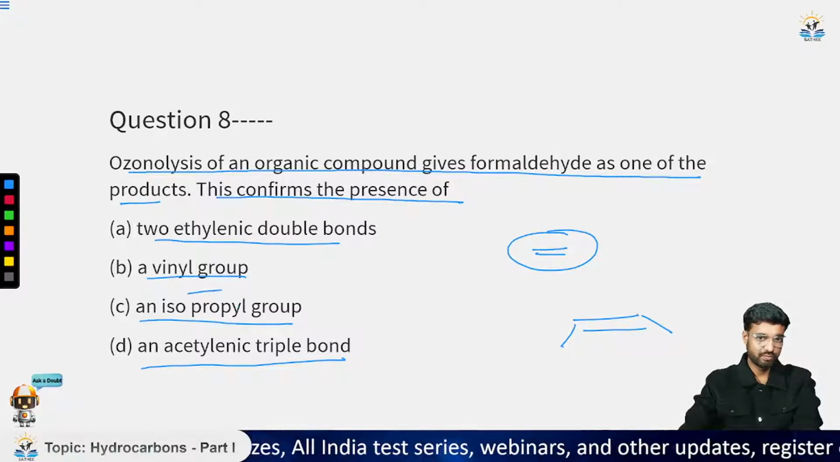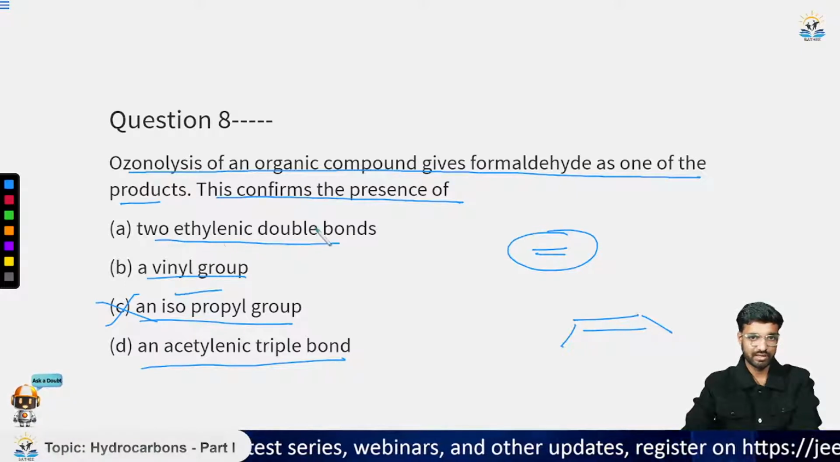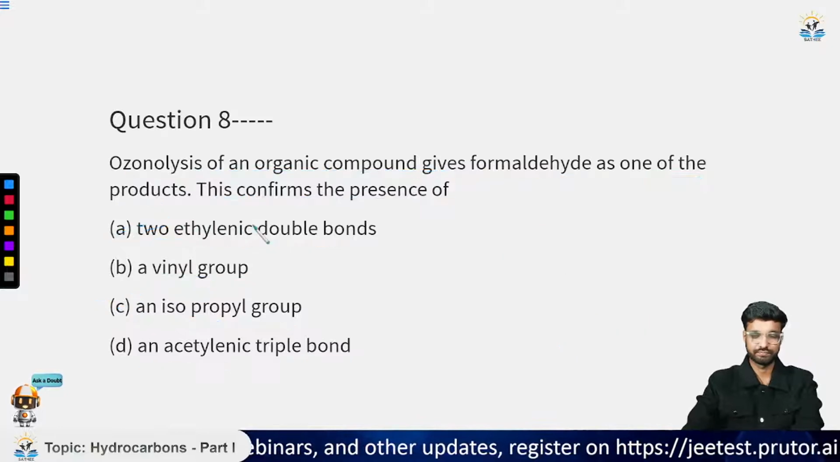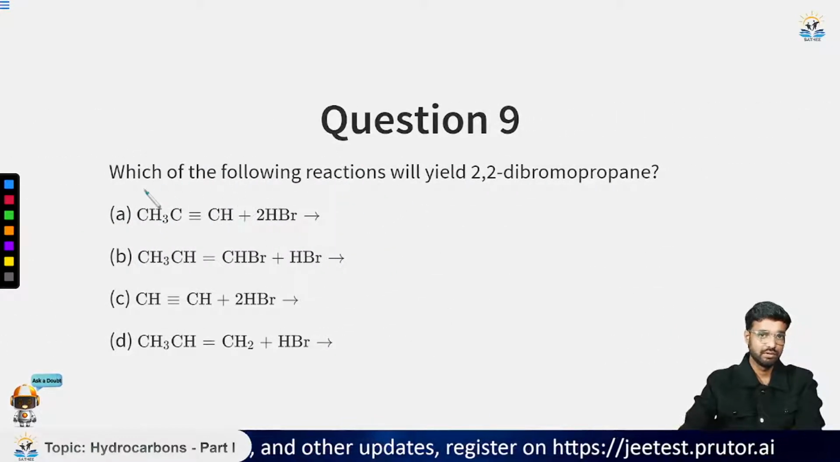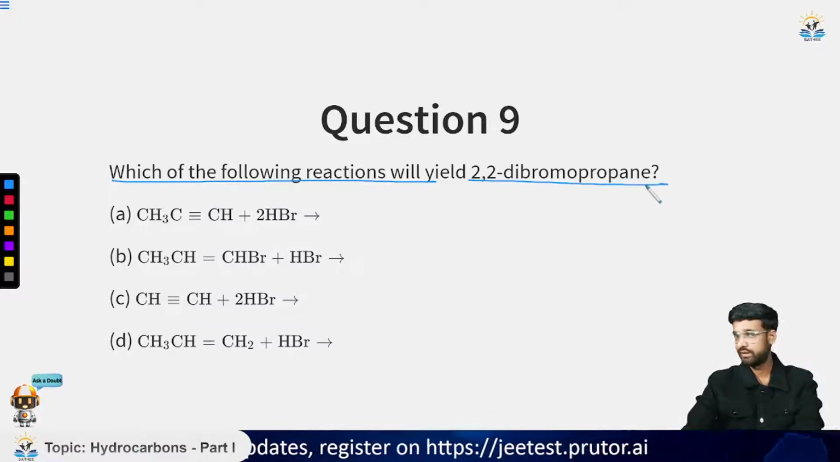Now it has an isopropyl group. No, nothing like that can we get from here. Two ethylenic double bonds. Yeah. So this is the correct answer. Now which of the following reactions will yield 2,2-dibromopropane.